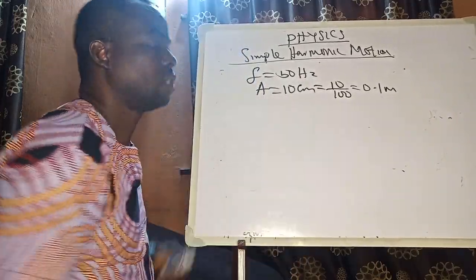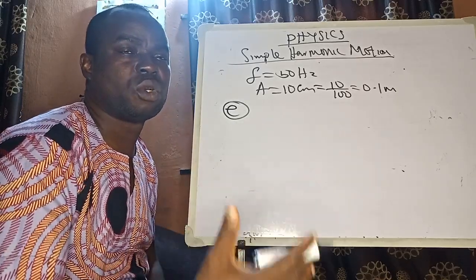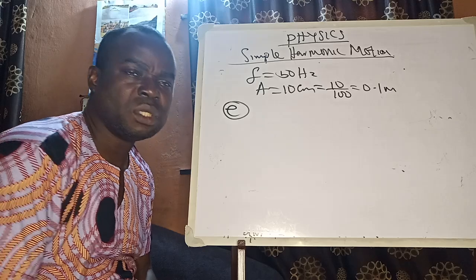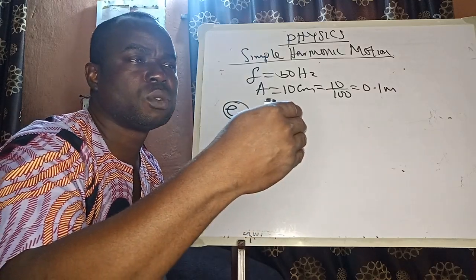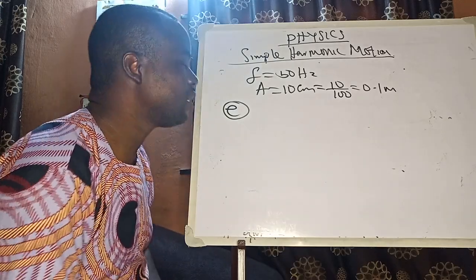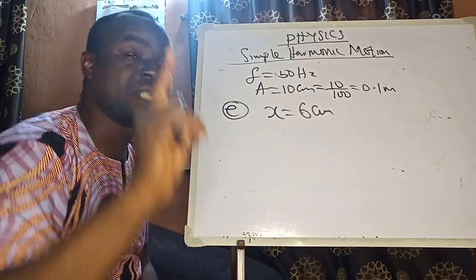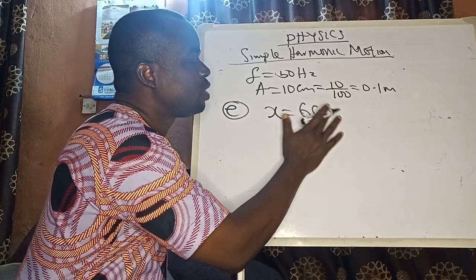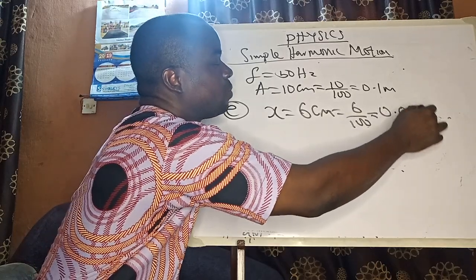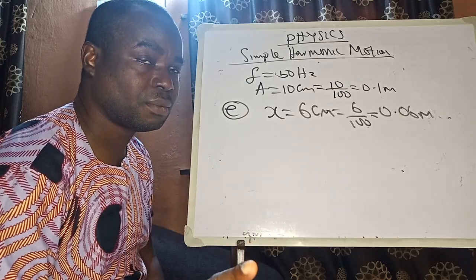Then finally, the final part says E: velocity and acceleration at a distance of 6 cm from the center. Now, anytime you hear something from the center, like 6 cm from center, it means that x is 6 cm. Anything from center is your x. So change your cm to meter. We have 6/100, which is 0.06 meter. Don't forget, anything from center is x.